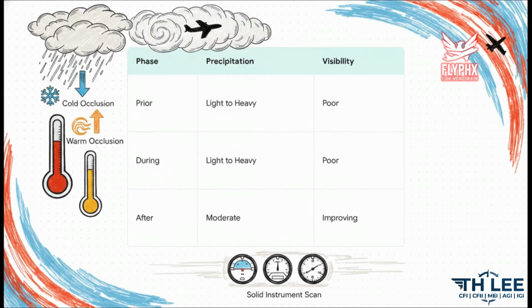When it comes to the specific conditions for occluded fronts, you can expect poor visibility and light to heavy precipitation before and during passage, with things gradually improving afterward. Pay special attention to the temperatures here. In a cold occlusion, the temperature drops as the coldest air moves in at the surface. In a warm occlusion, the surface temperature might actually rise slightly or become milder because the advancing air is warmer than the freezing air it's overriding. Both scenarios require extreme caution and a totally solid instrument scan.